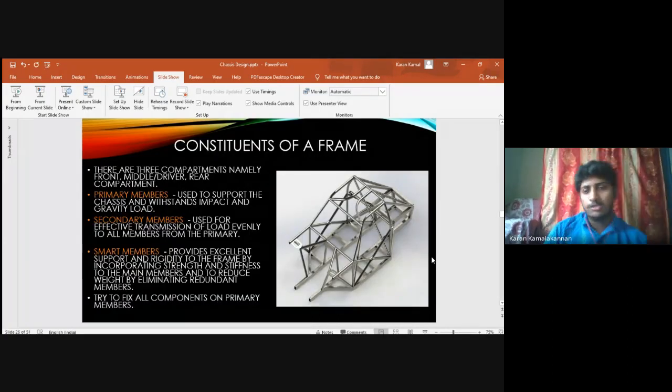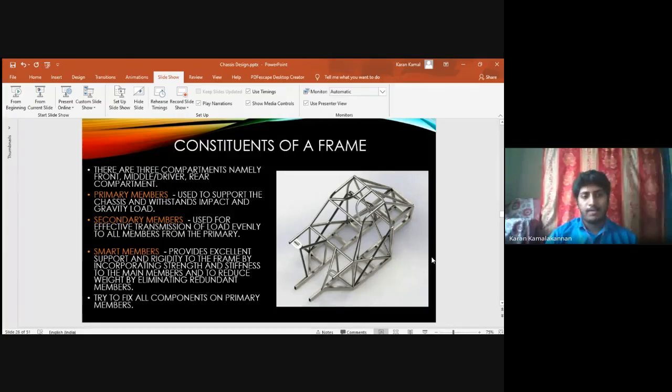Next comes the constituents, what the frame will have. There are three compartments: front, middle, which is the driver cockpit, and the rear. We have three kinds of members: primary, secondary, and smart members. Primary members are the major members, used to support the major components that we load on the chassis frame. They must also withstand the impact and the gravity load exerted on the vehicle.